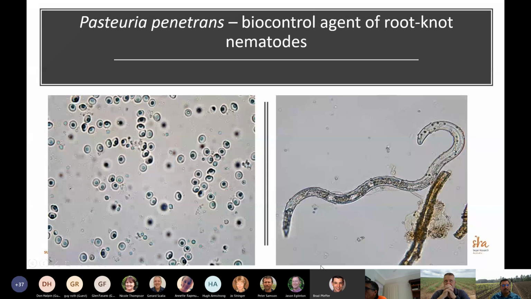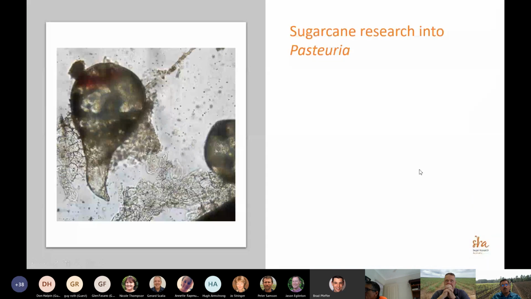So this is the picture of a Pasteurella endospore. They actually look like flying saucers, a bit scary. They stay in the soil, and when the nematode, this is a juvenile root knot nematode, moves through the soil, the spore attaches to the skin of the nematode like Velcro. After that, it produces some kind of mycelia, and then it grows inside the body of the nematode.